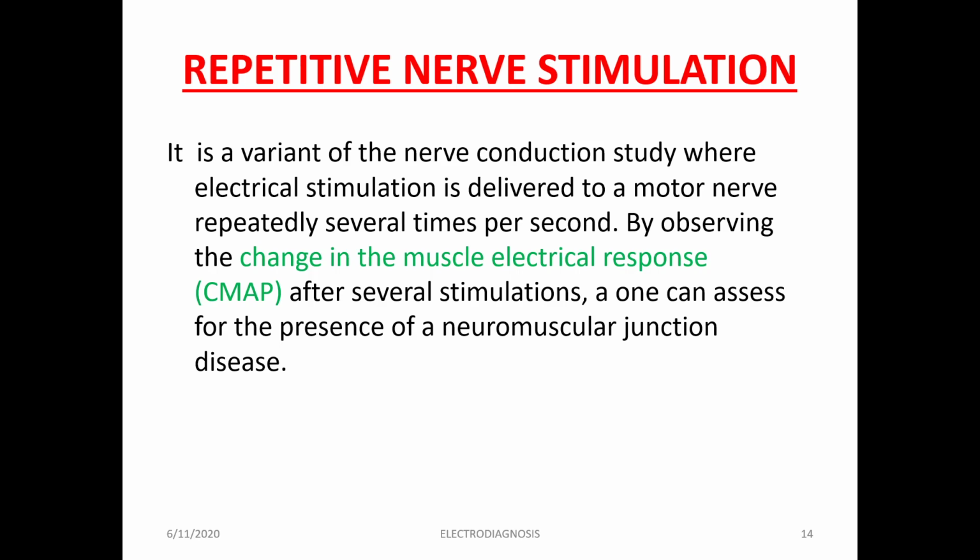Now the second question will be whether it is at the presynaptic membrane or postsynaptic membrane. For that you need to go with low rate and high rate RNS. Low rate means less than 5 Hz frequency you should set, and high rate means more than 5 Hz frequency you should set in the machine. So here we will be able to identify whether it is a postsynaptic membrane problem, that is myasthenia gravis, or a presynaptic membrane problem, that is Lambert-Eaton myasthenic syndrome.